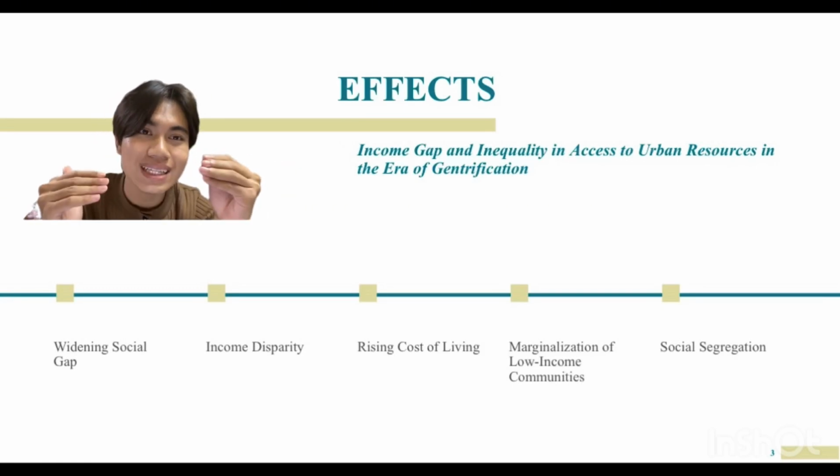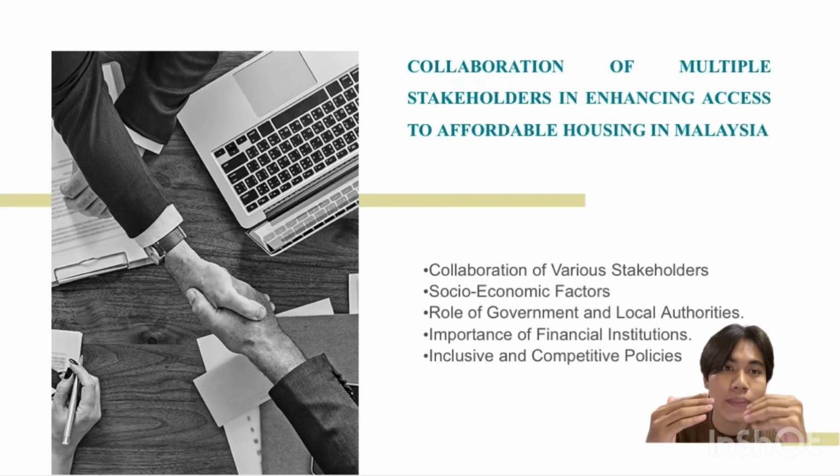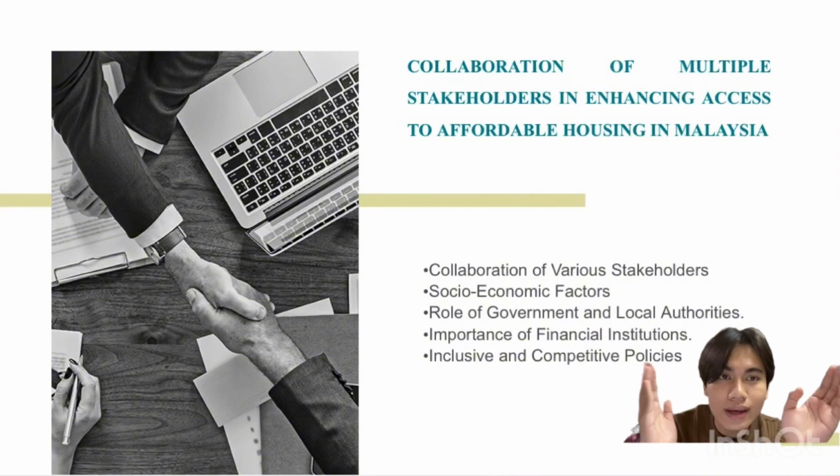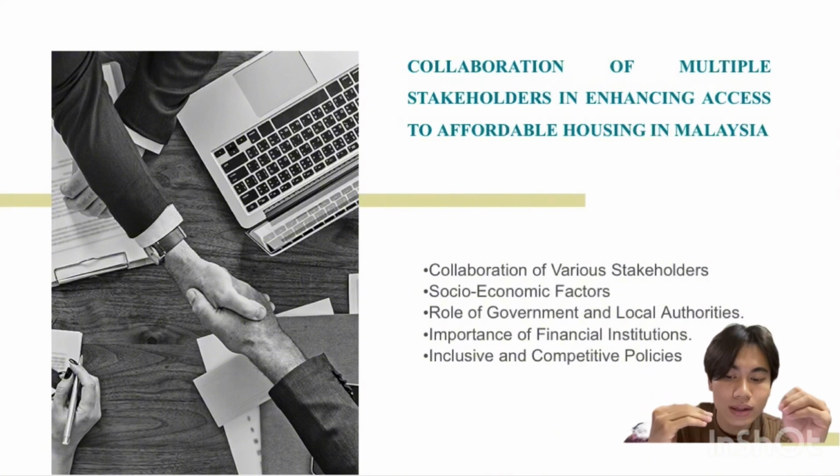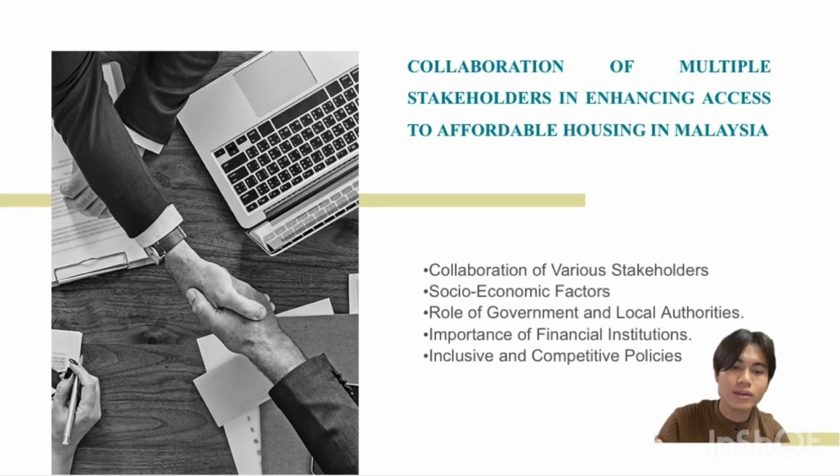So what solution is recommended? Collaboration of multiple stakeholders, enhancing access to affordable housing in Malaysia. And the last is financing initiatives and sustainable development, using flexible financing schemes and sustainable housing development to achieve affordable housing goals. That's why this solution is highly recommended for solving this issue.